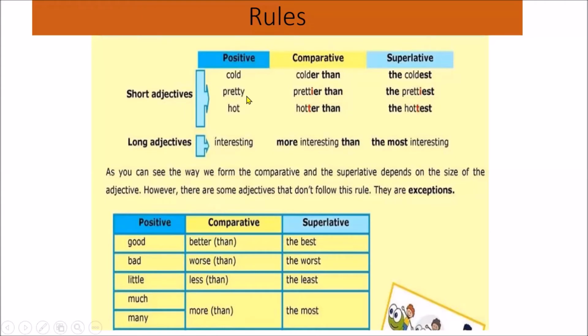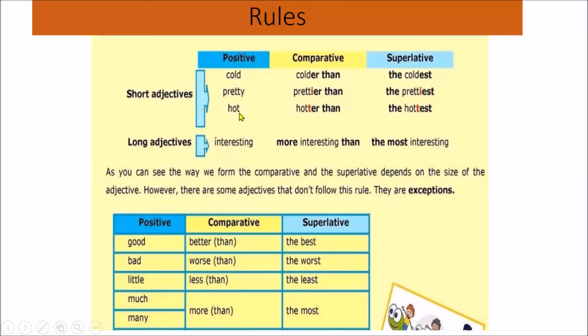Now the second one, pretty. Now you can see the last letter is Y. So if the last letter of an adjective is Y, what do we do? We drop Y for making the comparative or superlative. We drop Y, and in place of Y we use I, and then we add ER. The same thing happens in the superlative. We drop Y and add EST. So pretty becomes prettier, comparative, and prettiest, superlative.